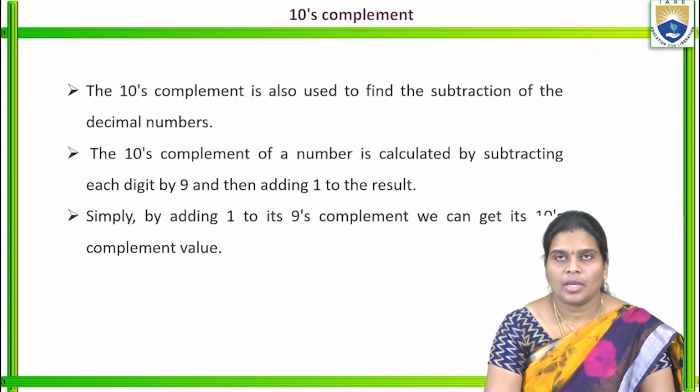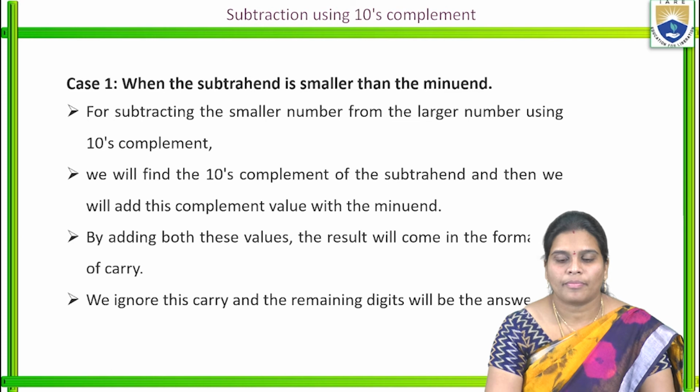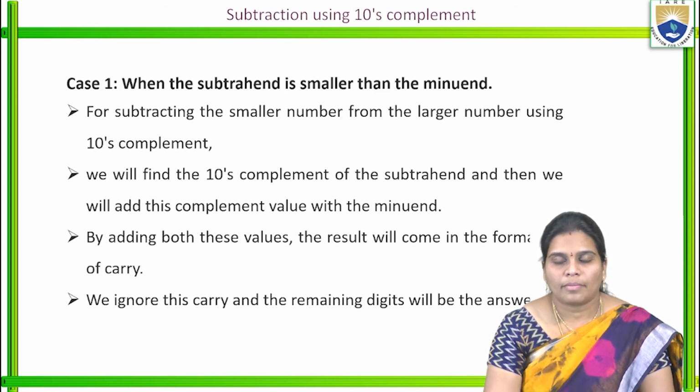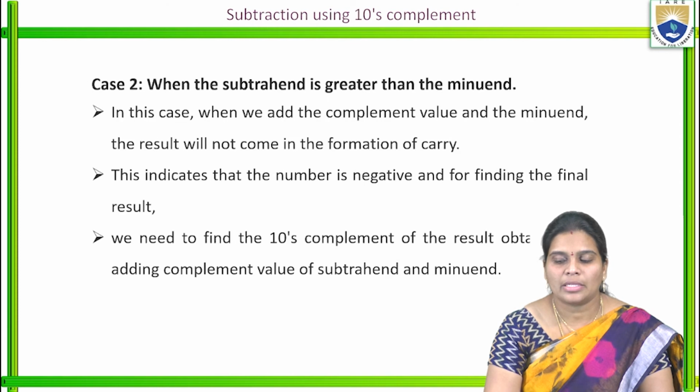Okay. This is the 9's complement for the smaller number minus larger number, as well as the larger number minus smaller number. Next one is the 10's complement. Already we discussed the 10's complement: in the first step, apply the 9's complement of the original value, then add 1 in the LSB, and we get the 10's complement. So first, subtraction using the 10's complement when the subtrahend is smaller than the minuend. Here also there are two cases: greater number minus smaller number, as well as smaller number minus greater number.